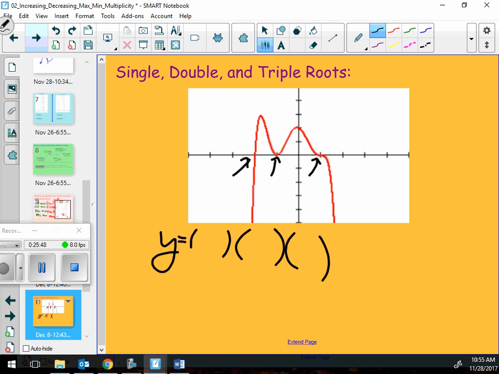Next thing, before I forget, what was that thing somebody burned me on last time, and I don't want to happen again? It's negative in front. Why? It's going down on the right side. Awesome. Negative right there then.